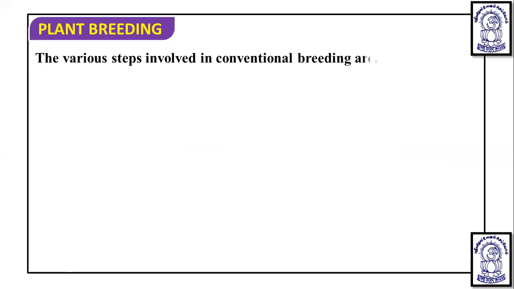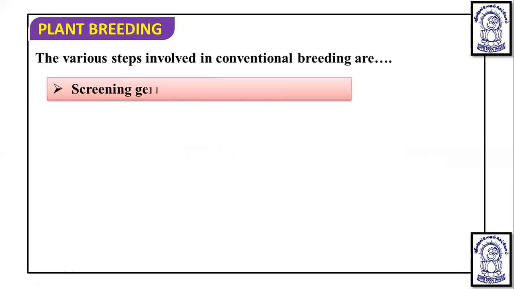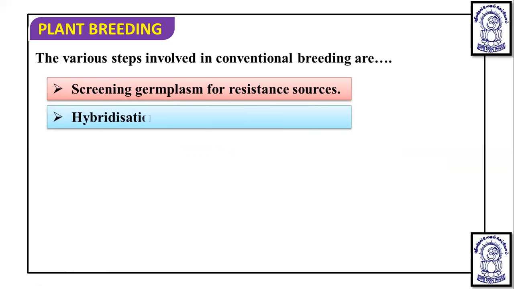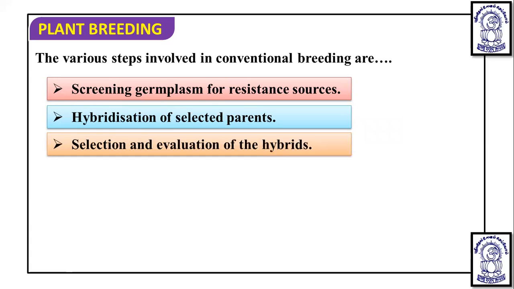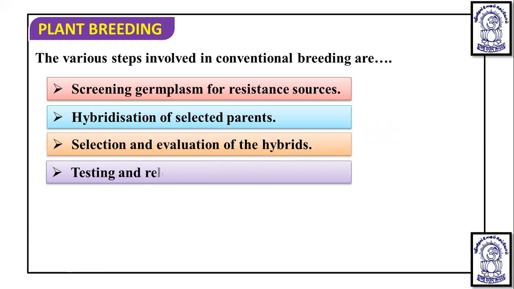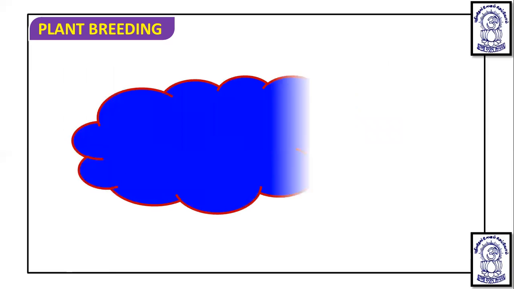So the various steps involved in conventional breeding, as we have discussed in the previous lecture: first is the screening of germplasm for the resistant sources. We have to screen the germplasm and identify which seeds of the plant have resistance to some of the diseases. Then hybridization of the selected parents, those which have disease resistance, have to be selected as parents. Then selection and evaluation of the hybrid. After hybridization, we have to evaluate the hybrid, and after we get a superior recombinant, there is a need for testing and release of the new cultivar. So this way the steps are carried out.